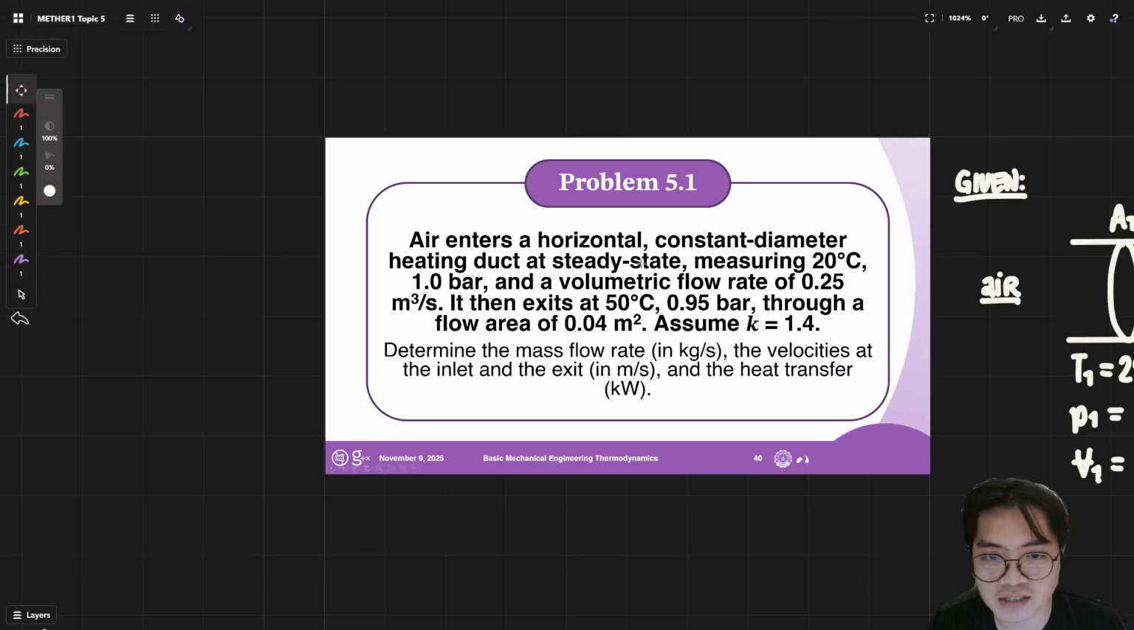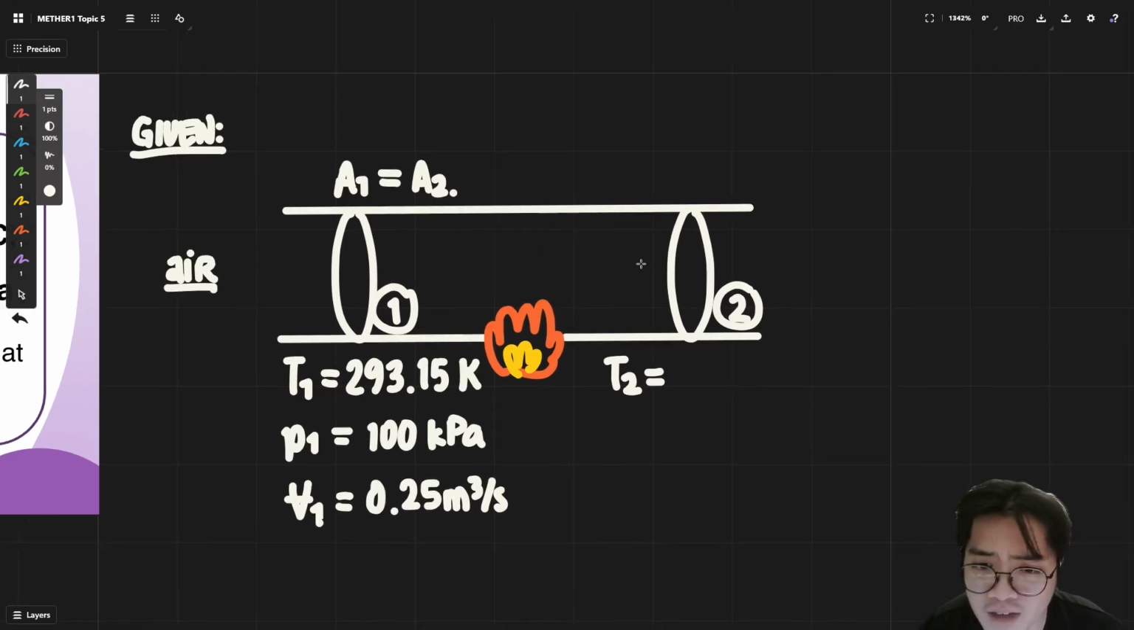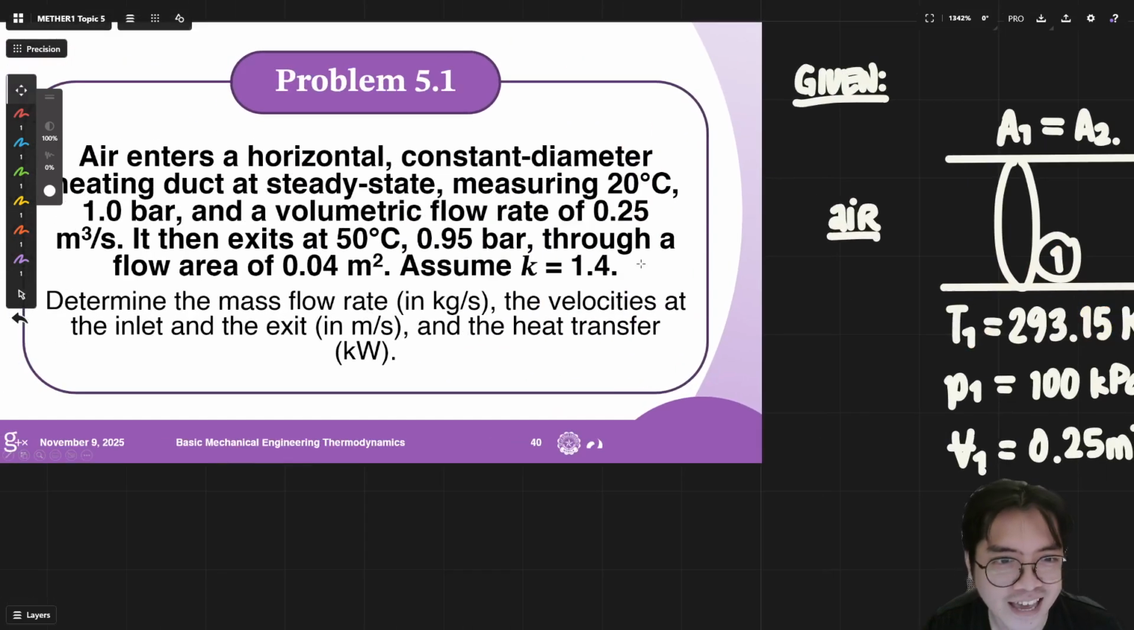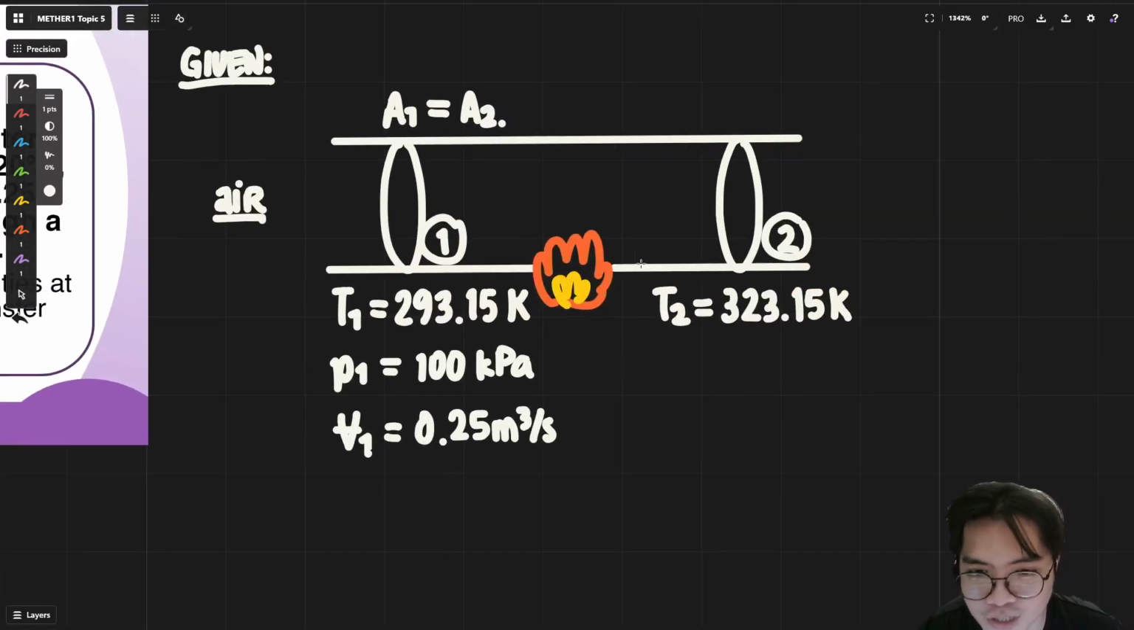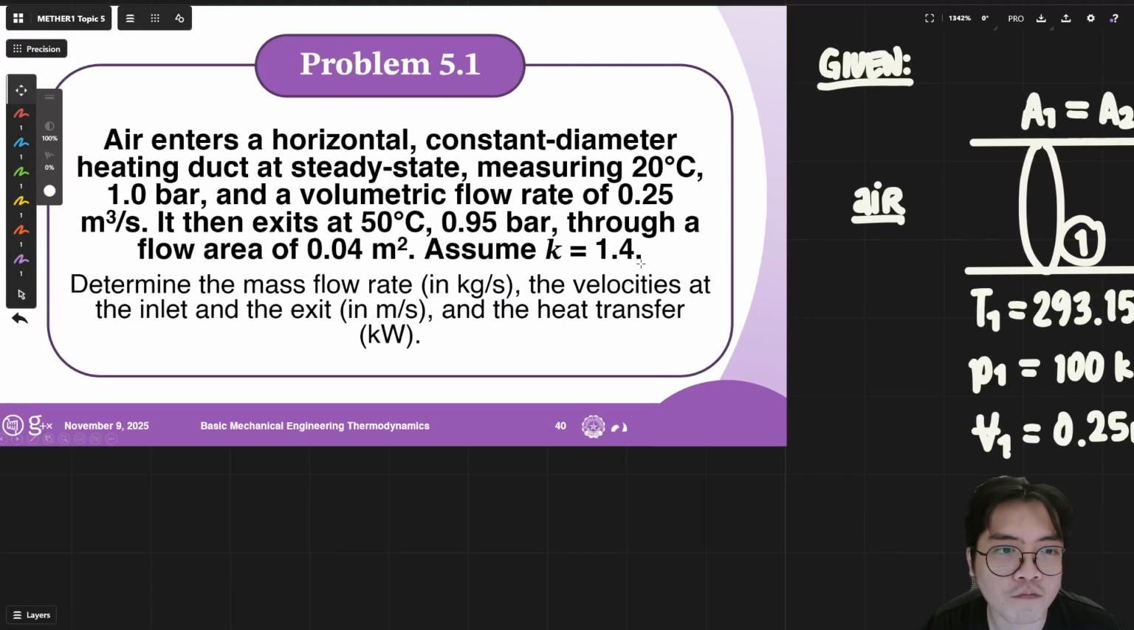It then exits at 50 degrees Celsius again, right? T2 is 50 degrees. You can choose to put it like this, or you can just add it to 273.15. You will get 323.15. Let me see. Yeah, I did add that correctly. And then 0.95 bar. So again, we turn this into kPa, 95 kilopascals. And then through a flow area of 0.04 meters squared.